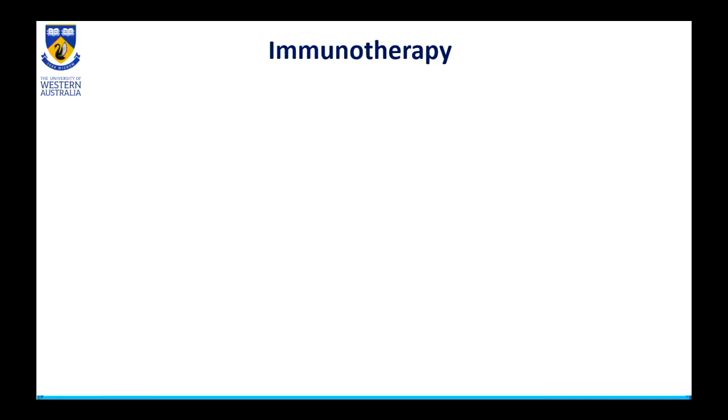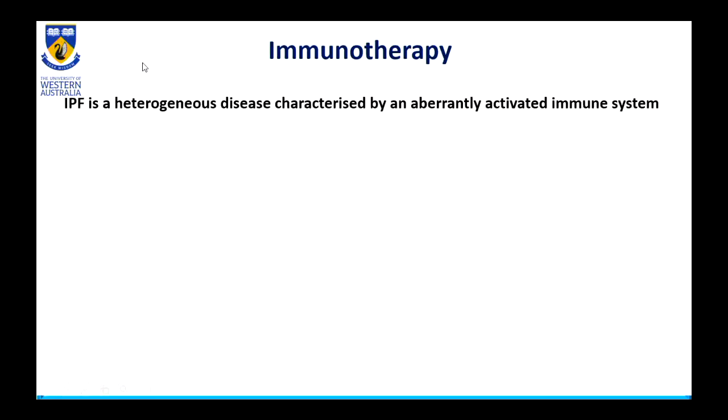And then there's, of course, immunotherapy. So we know that IPF is a heterogeneous disease characterized by an aberrantly activated immune system. And now, this is an interesting one: a lot of people still don't see the immune system as being important in fibrosis. But there are more and more papers coming out. So this is new cutting-edge stuff to show that the immune system is really important, and it's aberrantly activated in the case of fibrosis.